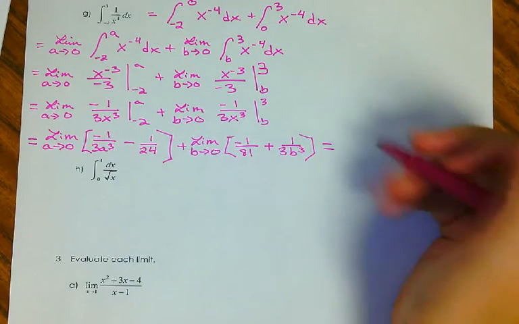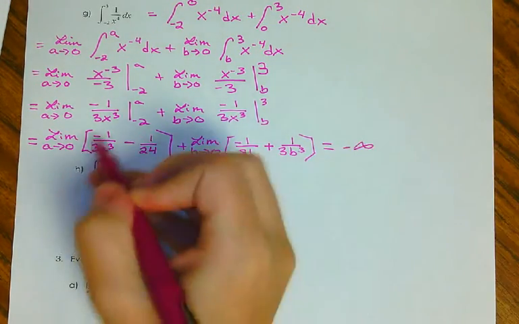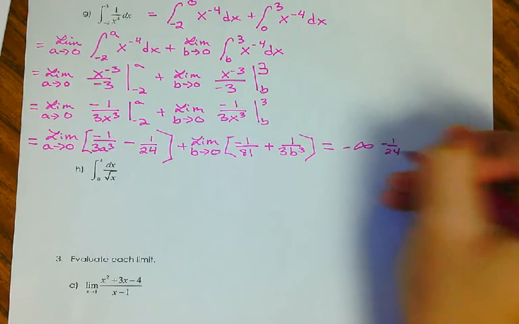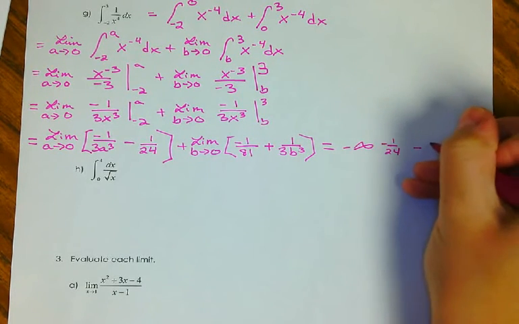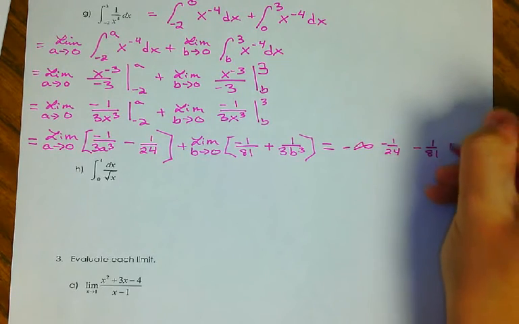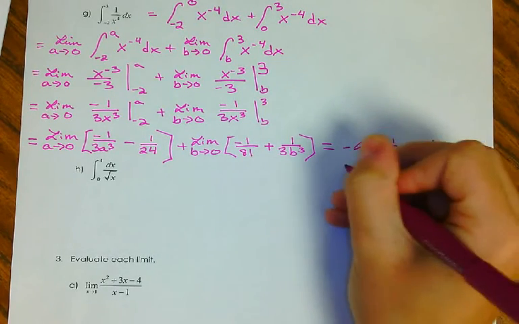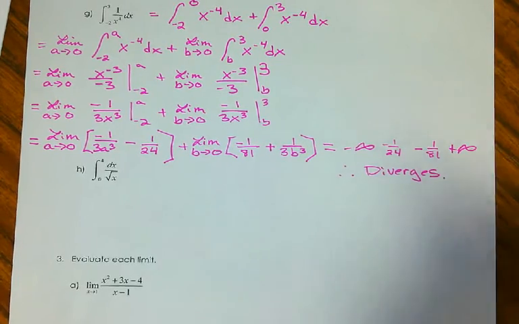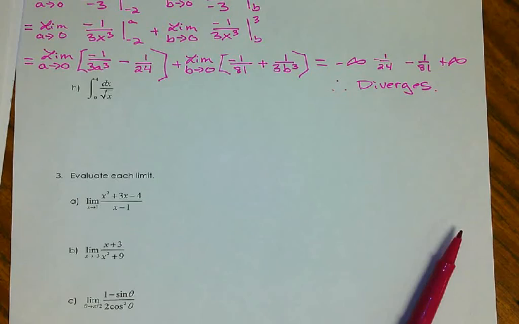Okay, so this piece goes to negative infinity, because of that negative 1 up there, and then you've got minus 1/24th, again that's not really going to matter, and then minus 1 over 81 plus infinity, these infinities, so therefore diverges. Alright.